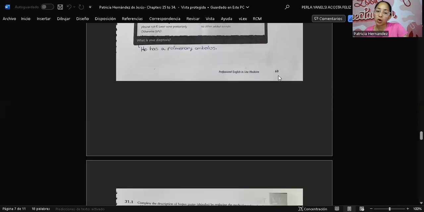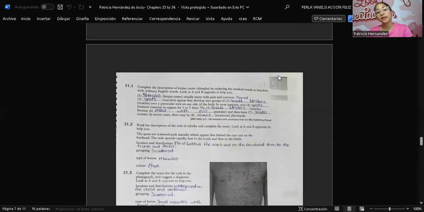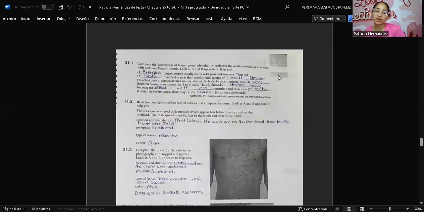Okay, chapter 31 is about the skin. 31.1. Complete the description of herpes zoster, shingles, by replacing the medical words in brackets with ordinary English words. Look at A and B opposite to help you. Number 1, shingles, herpes zoster, usually starts with pain and soreness.